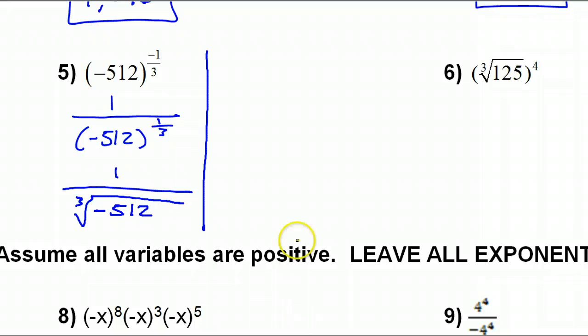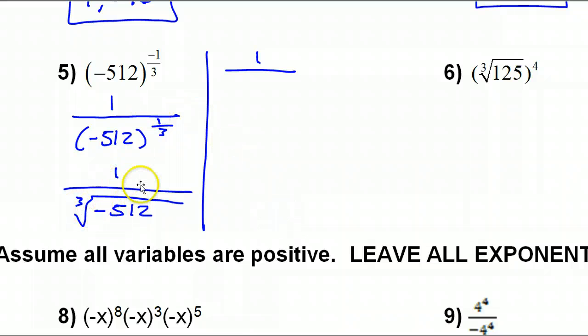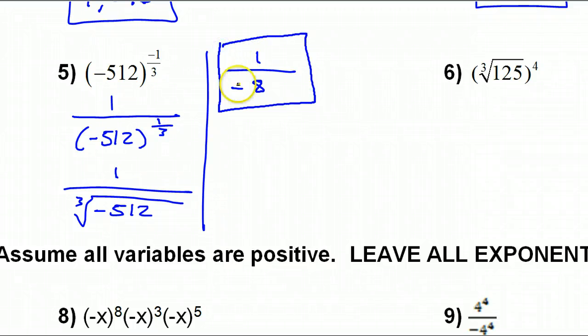Okay, let's see. So we're going to have 1 over. Now the cube root of a negative number is just a negative number. The cube root of 512 is 8. So the cube root of negative 512 is simply negative 8. So this will be the final answer for number 5.